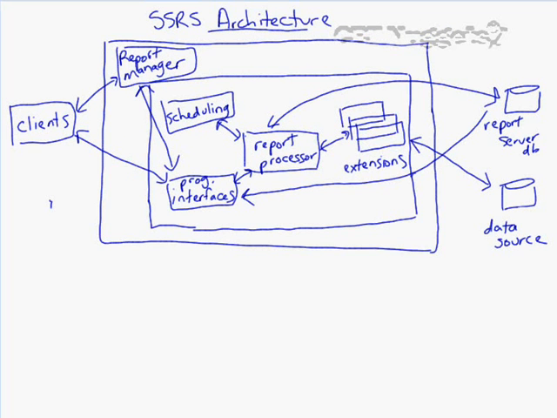Let's review our SSRS architecture a little bit. See here on the left-hand side we have clients that might be tapping into our reporting services. We have a couple different ways of communicating with the report processor. We can go through programming interfaces such as the SOAP API, or we can go through the report manager. From the report manager, which is accessed through a browser, you can then see your different reports that are available.